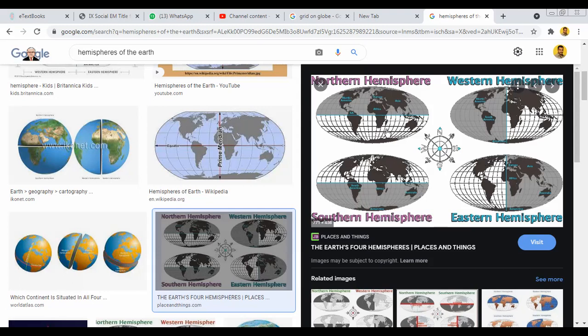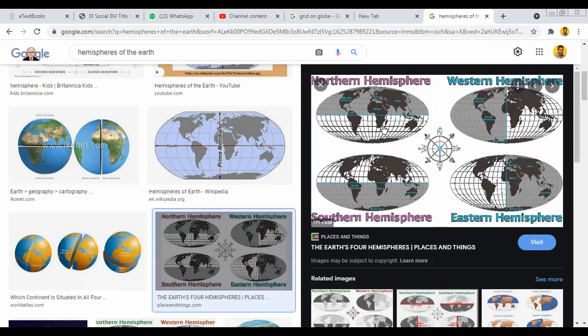Okay? Next, these latitudes never cross each other, never touch each other. These are all parallel to the equator. Parallel lines. The latitudes never cut each other, never cross each other. So all are parallel lines.